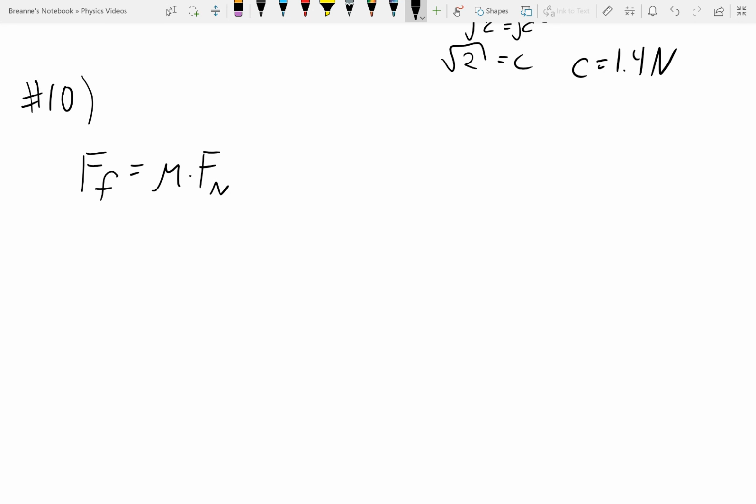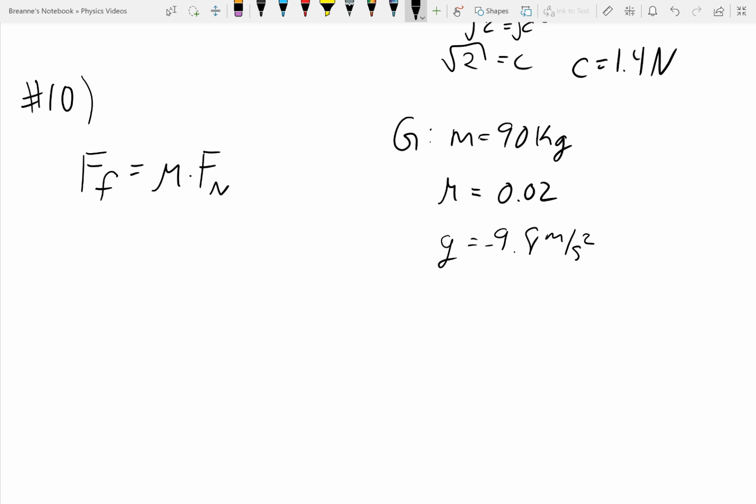So let's start with our givens. So let's see what we do have. We have mass, which is 90 kilograms. We have mu, which is 0.02, no units. And we always have the acceleration due to gravity, which is negative 9.8 meters per second squared. And we're looking for the force of friction, but we need the force of normal. Now, if you remember, when an object is horizontal, force of gravity and force of normal are equal.